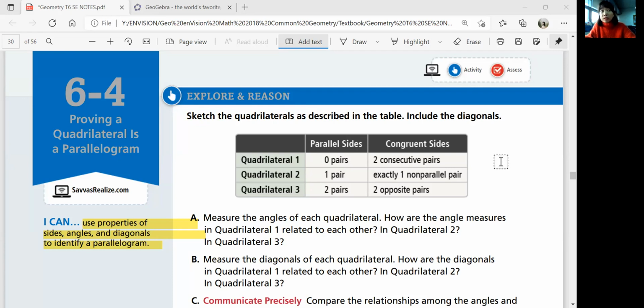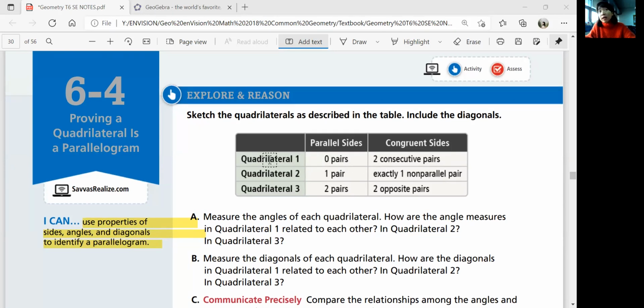Sketch the quadrilaterals as described in the table, include the diagonals. Quadrilateral 1 has 0 pairs of parallel sides, so none of the sides are parallel. And it has 2 pairs of congruent sides. So 2 sides are congruent to each other, and the other 2 sides are also congruent to each other in terms of length. Quadrilateral 2 has 1 pair of parallel sides and exactly 1 non-parallel pair.